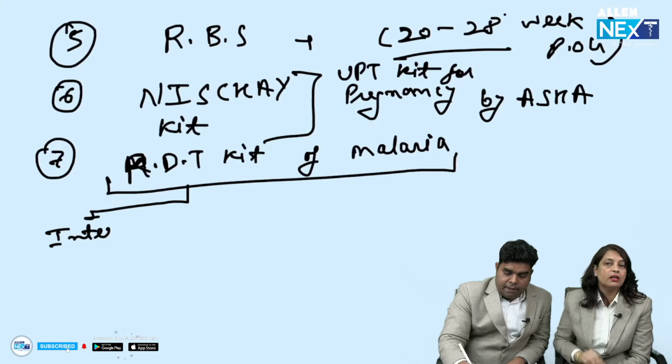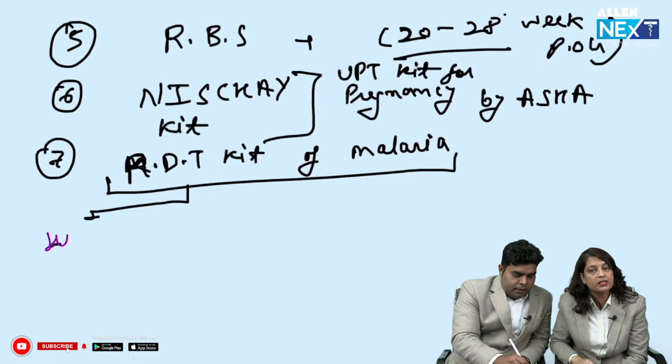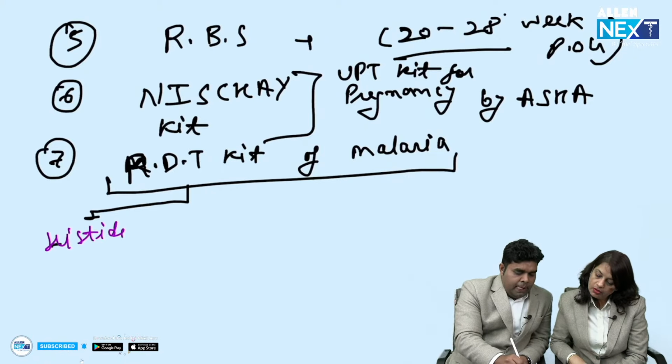The cutoff value is less than 140. This is very, very important. The incidence of diabetes in pregnancy is very high in India.